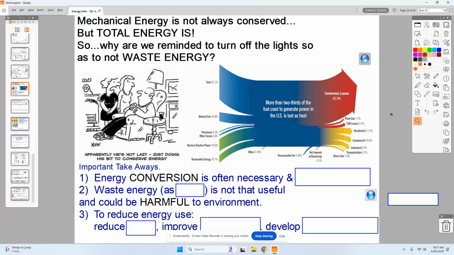Let's go ahead and summarize. Energy conversion is often necessary and it is inefficient. So if you have to convert coal into something else, you usually have to burn that coal. And so that burning is an inefficient process. Waste energy as heat is not that useful. It could be harmful to the environment. And so when we transform energy from one form to another, heat is invariably a portion of that energy that goes away.